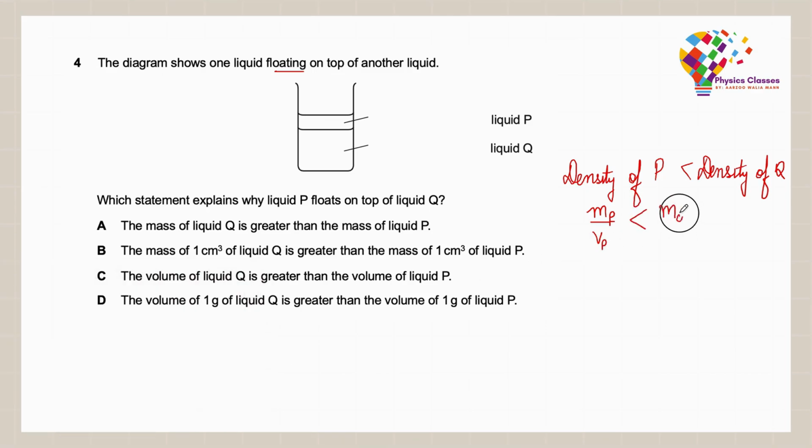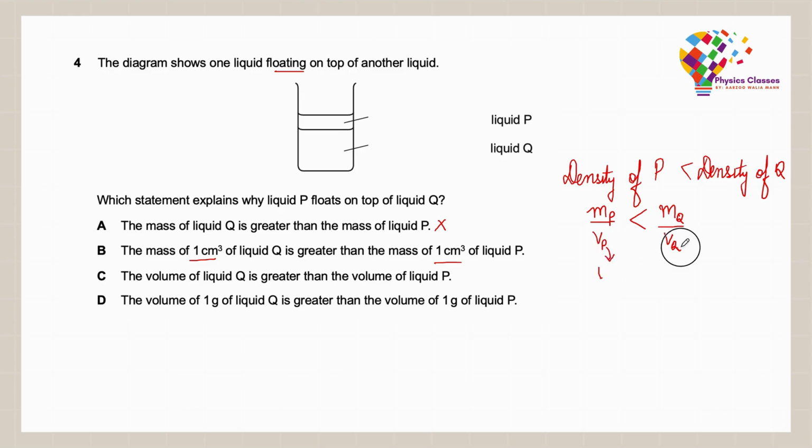Now, let us try and relate it to the options. The first option says the mass of liquid Q is greater than the mass of liquid P. Sorry, we cannot say that because this does not talk about the volume. The ratio of mass to volume of Q is greater than the ratio of mass to volume of P. So A is wrong. Let's look at option B.